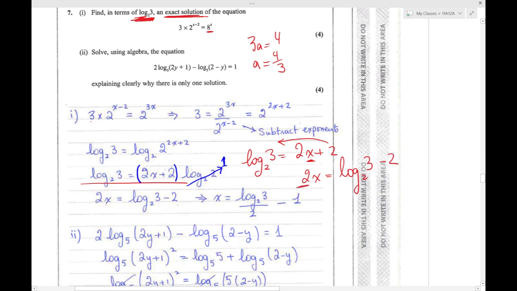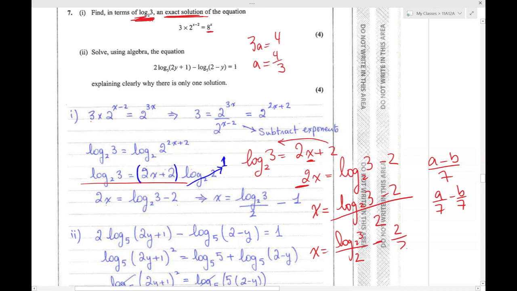Now I need to divide by 2 because I want to find x. So you divide everything by 2: log base 2 of 3 minus 2, over 2. Now if you have a minus b over c, it's a over c minus b over c. This is what I did. Log base 2 of 3 over 2, minus 2 over 2, which here is 1. Now you're going to tell me, should we divide it like that? Yes, because you have to write it in the simplified form. Questions?